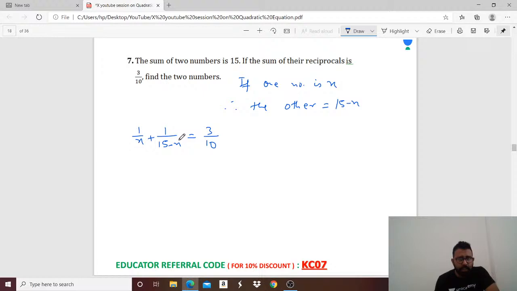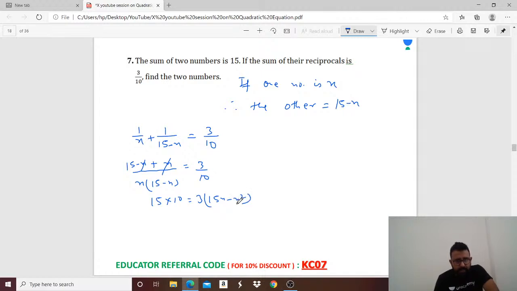So one number is x, the other number will be 15 minus x. Keep this in mind. So 1 by x plus 1 by 15 minus x is 3 by 10. Now obviously we know what to do. Just take the LCM, x into 15 minus x. So this is 15 minus x plus x is equal to 3 by 10 into x into 15 minus x. So 15 into 10, cross multiply, equals 3 into 15x minus x square.